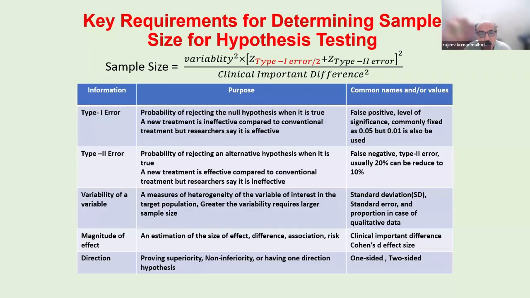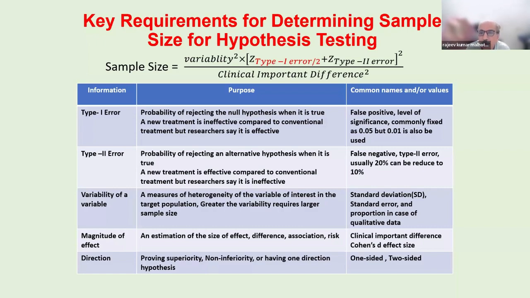Type 2 error is the probability of rejecting the alternative hypothesis when it is true. In that case, in the true population the treatment is effective, but our sample says it is not effective. That is the second type of error, belonging to the alternative hypothesis. Type 1 error is also called a false positive. Level of significance we commonly fix at 5%, and we can decrease it to 1% also. Type 2 error is a false negative error; usually we take 20%, and can reduce it to 10%.